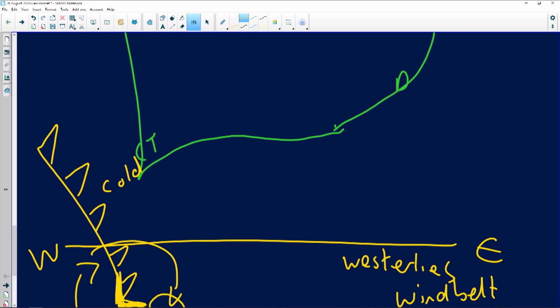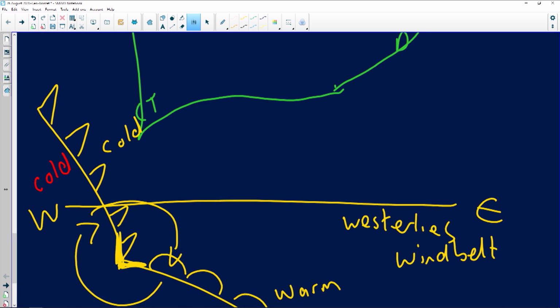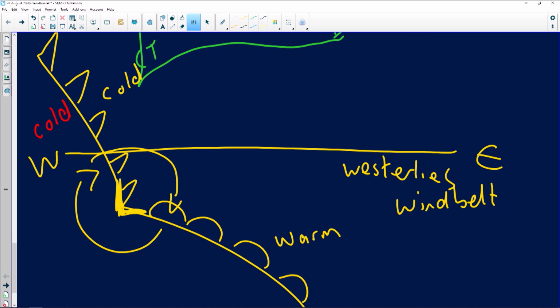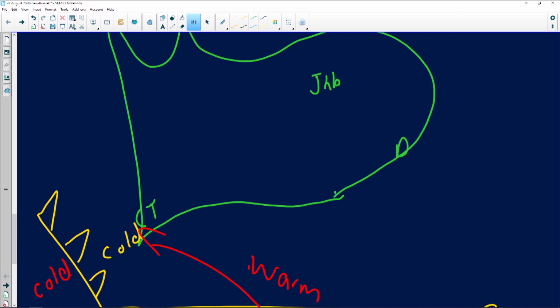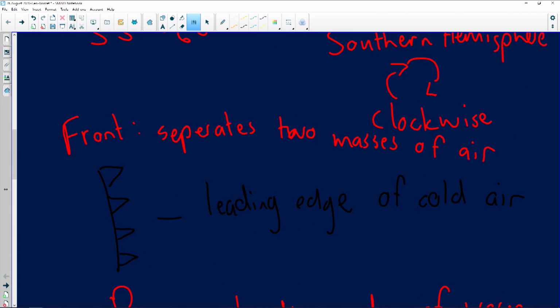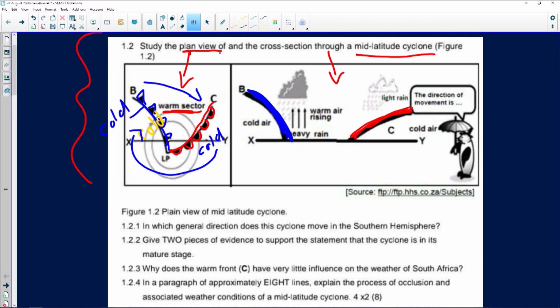Now remember, from my plan view, unfortunately, I can't use blue. The air behind the cold front is cold. This whole sector, this is the warm front, the leading edge of warm air. This whole sector over here is warm. And once again, this sector over here is cold, the air in front of the warm front as well. Now, as you can see, this is the whole system. It moves from west to east.